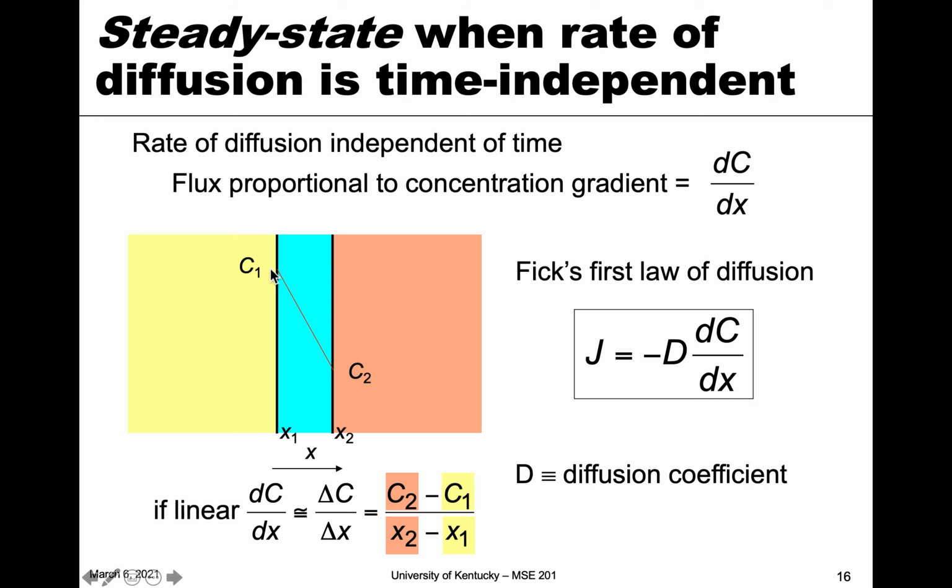And so if the concentration gradient is assumed linear, then we can find that concentration gradient by simply taking C2 minus C1 over X2 minus X1. That's our concentration gradient. And again, that's assuming it's linear in this case.